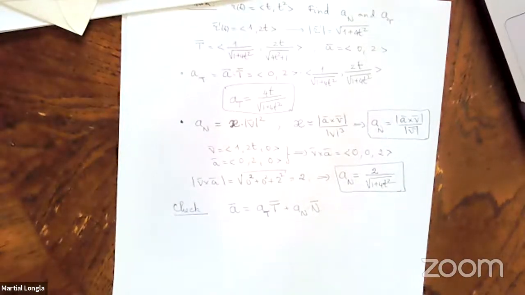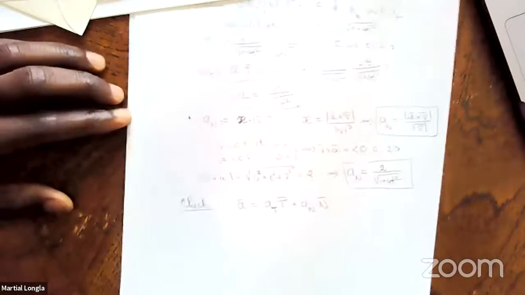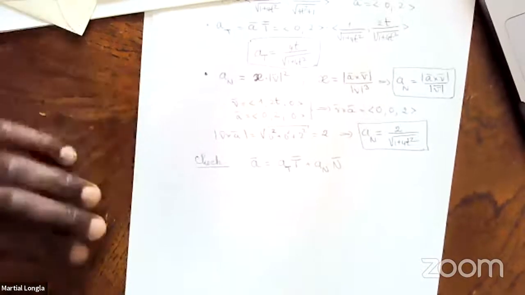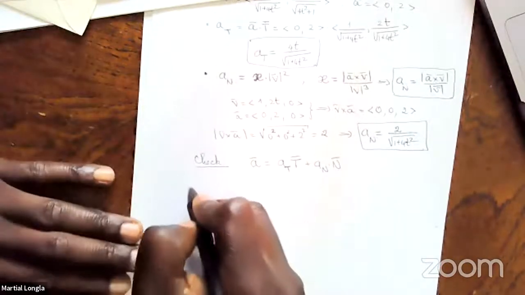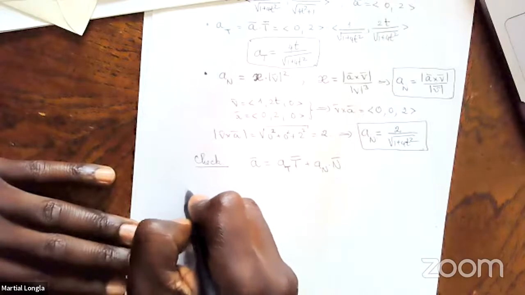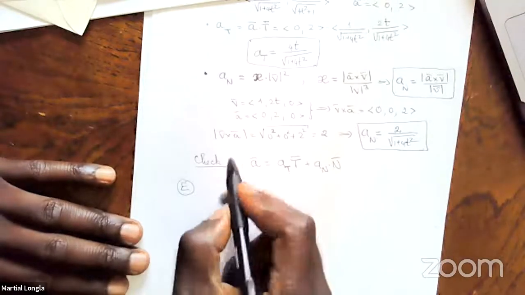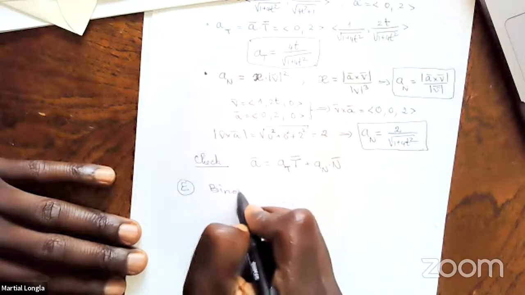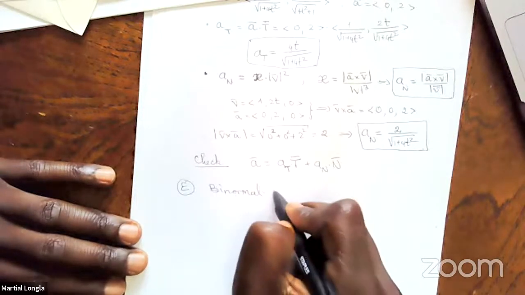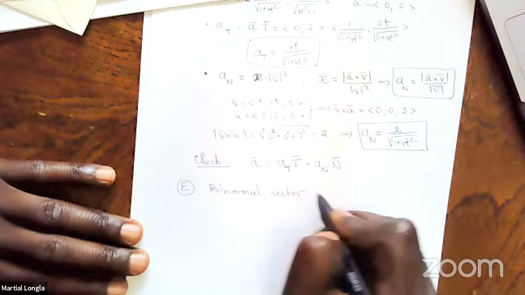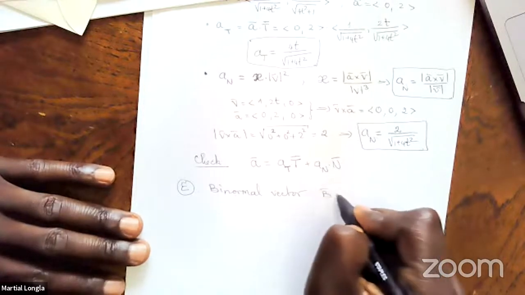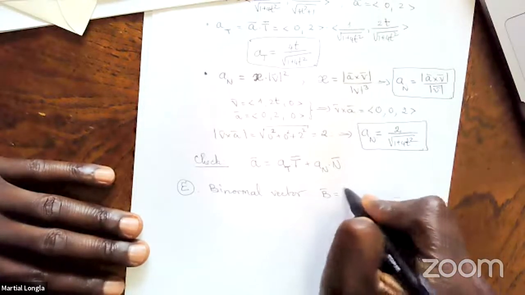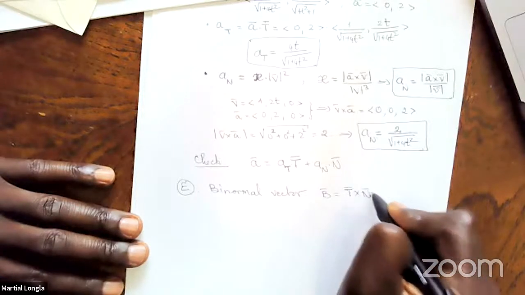So technically we have covered everything on this topic except one last thing, which we could call the unit binormal vector. And so that is B equals T cross product with N, okay?